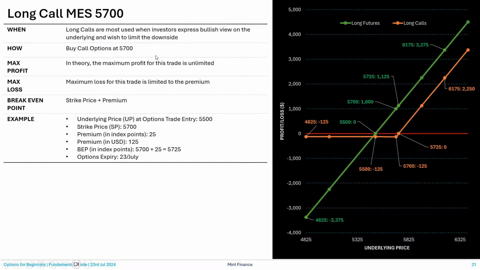So in particular, as she mentioned, long calls are something that we would use when we want to express a bullish view on the underlying, and at the same time, we want to limit the downside. So we don't want infinite losses, but at the same time, we want to gain in case prices rise.